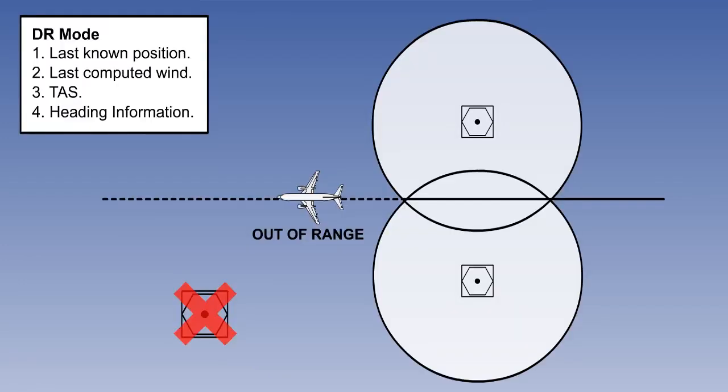If out of range of VOR-DME stations, the system reverts to dead reckoning, or DR mode, where it updates the position by means of IRS and GPS information, if incorporated, or last computed wind, true airspeed, and heading information, if not. Operation in this mode is time-limited.